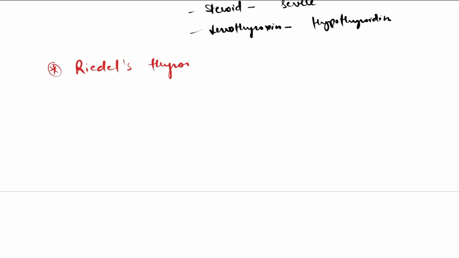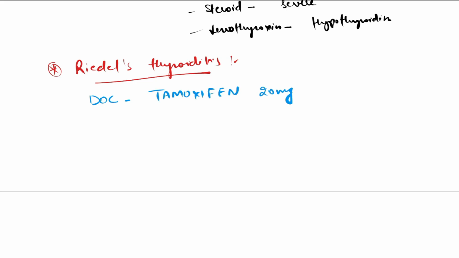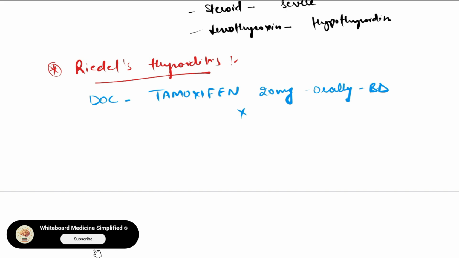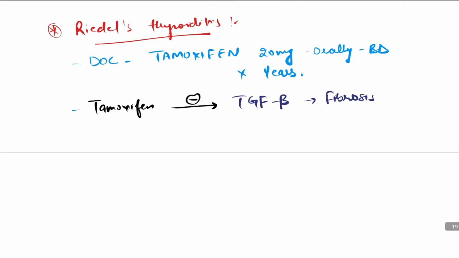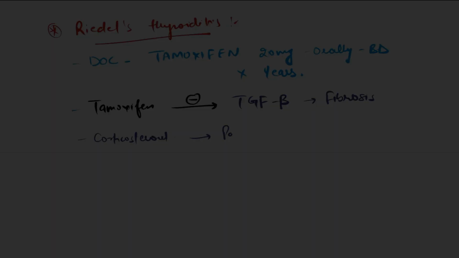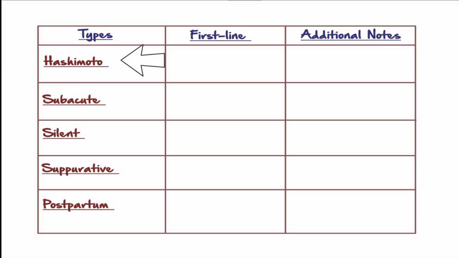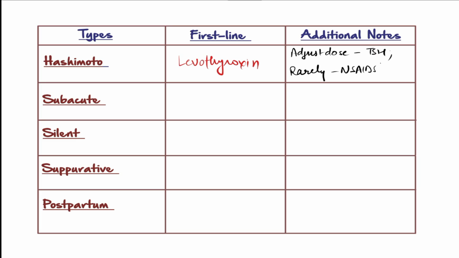And in case of Riedel thyroiditis, the drug of choice is tamoxifen, 20 mg BD, and continue for years. Tamoxifen inhibits transforming growth factor beta, the key cytokine that promotes fibrosis. Corticosteroid for pain management. So in summary, in case of Hashimoto's thyroiditis, the first line treatment is lifelong levothyroxine and adjust dose based on TSH, or rarely NSAIDs or steroid used in case of Hashimoto's.